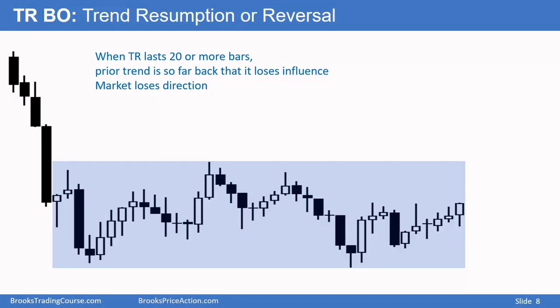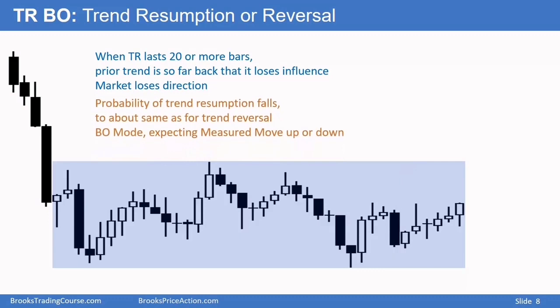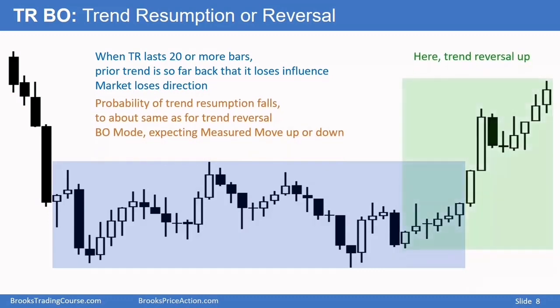So the market's in breakout mode, which means it can break to the upside. Same probability, it could break to the downside. And when it does break out, traders will look for a measured move. So if it breaks to the downside, they'll look for a move that's this high down here. If it breaks to the upside, they look for a move equal to the height of the range going up. And here we got trend reversal. Bear trend, head and shoulders top, bear flag, but we ended up getting a bull breakout.